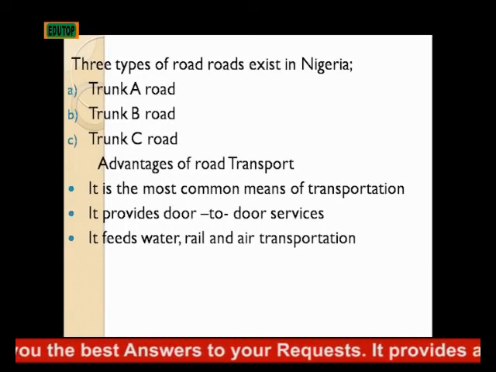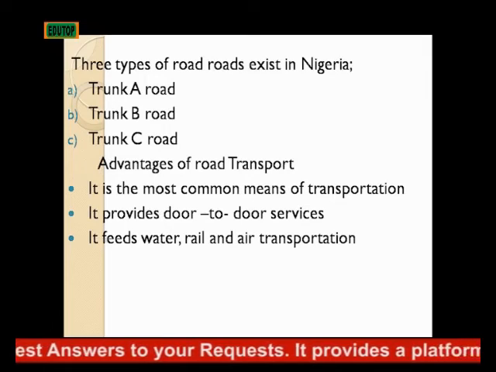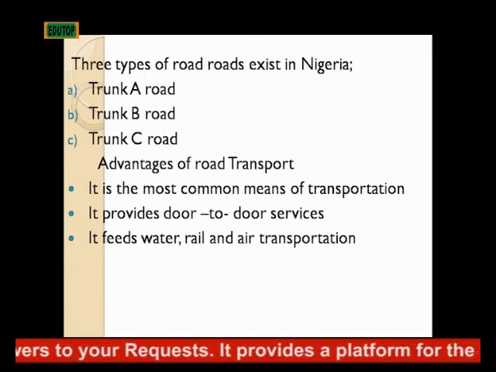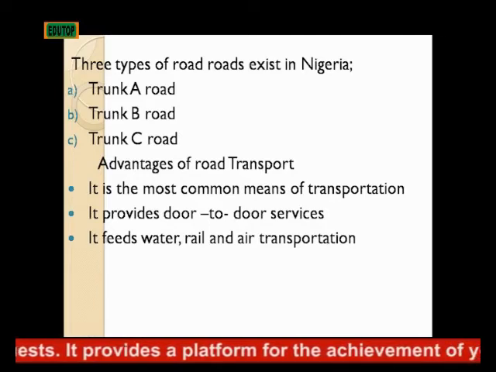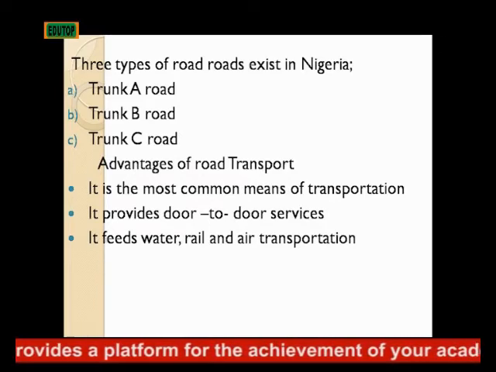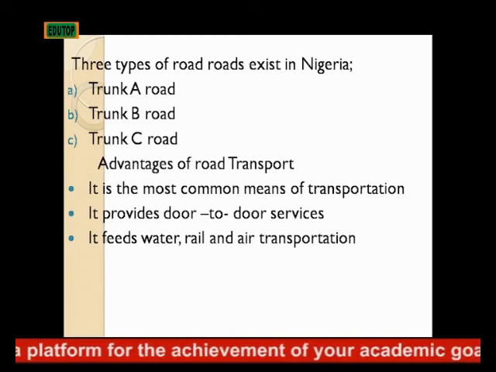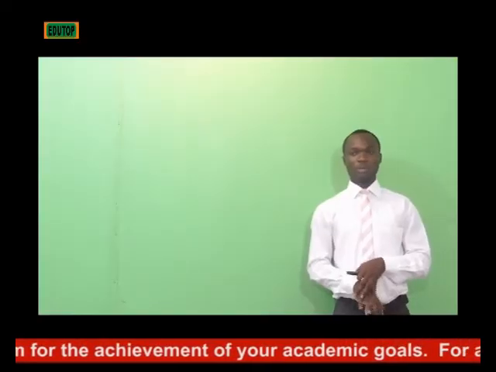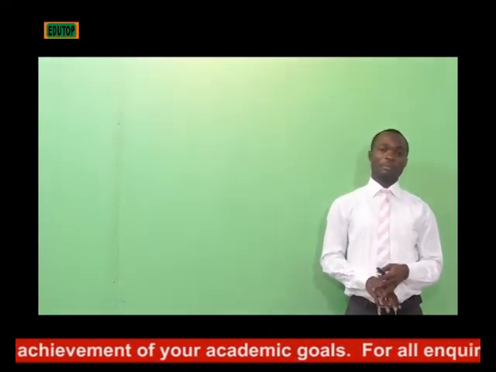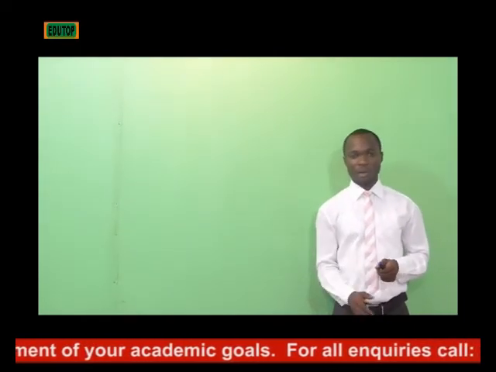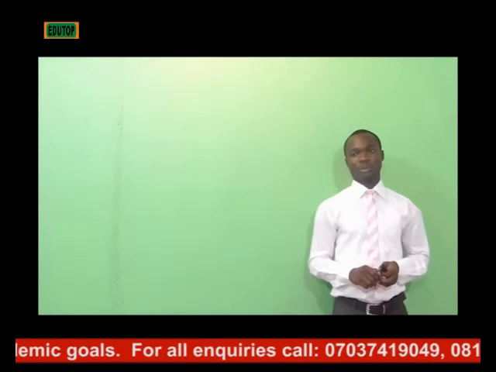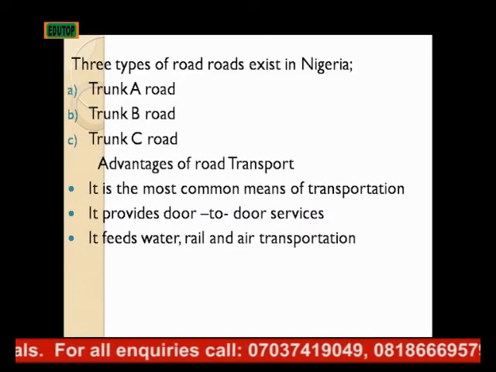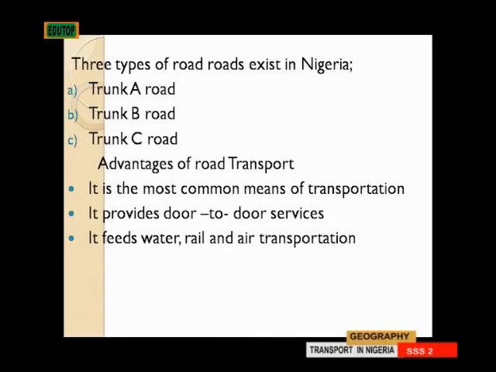Now, there are advantages of road transportation, and these include the fact that it is the most common means of transportation. It provides door-to-door services, that is, by road transportation, you can be carried from your very house to wherever you're going and back to your house. It also complements other means of transportation like water, rail, and air transportation.